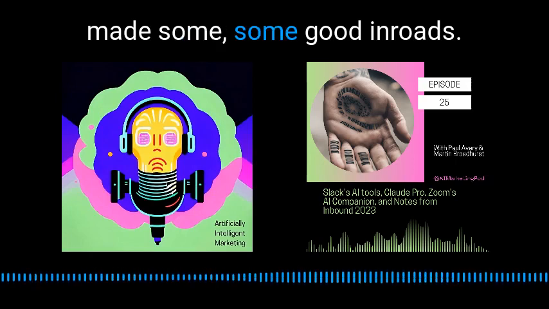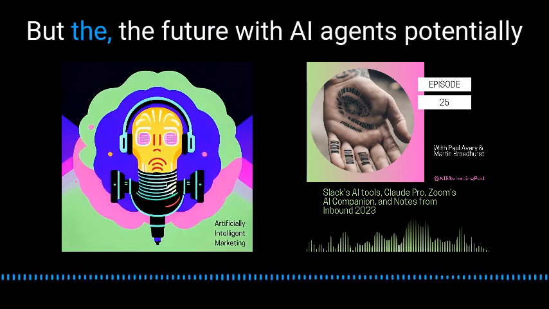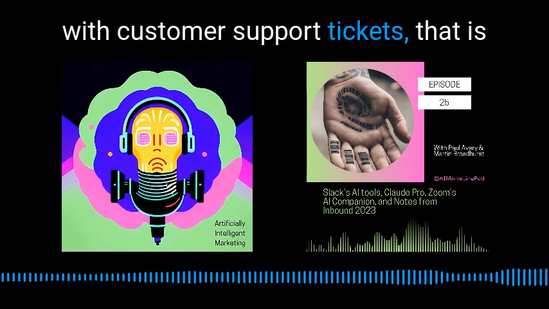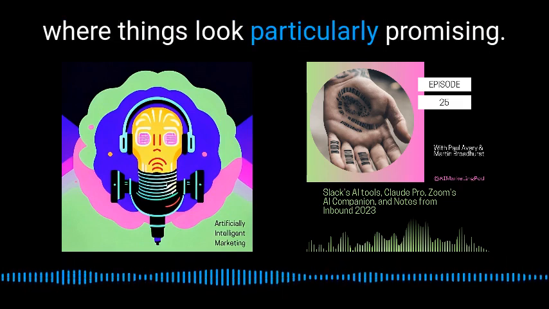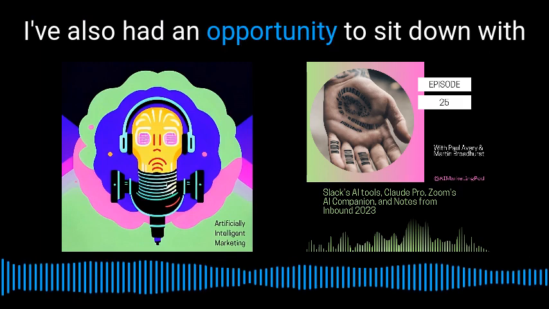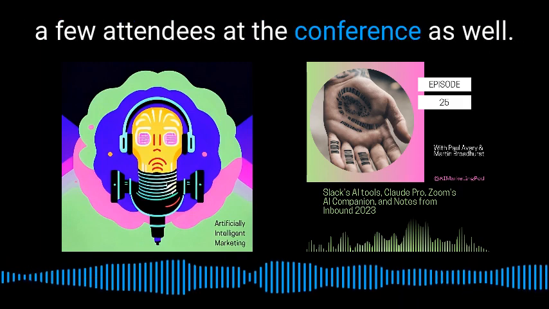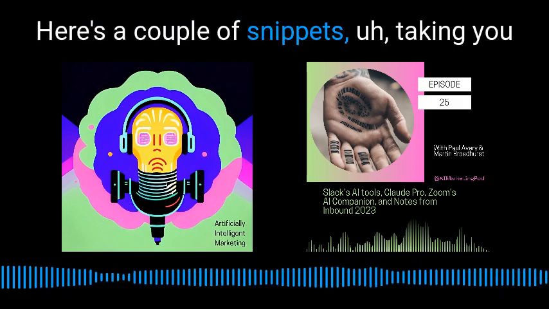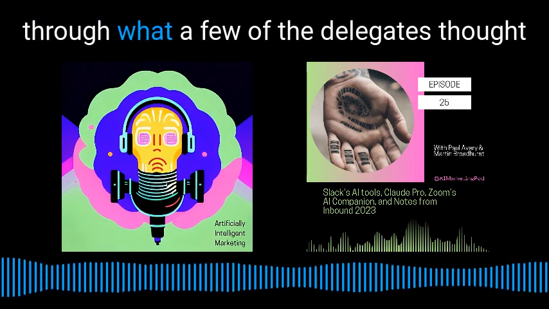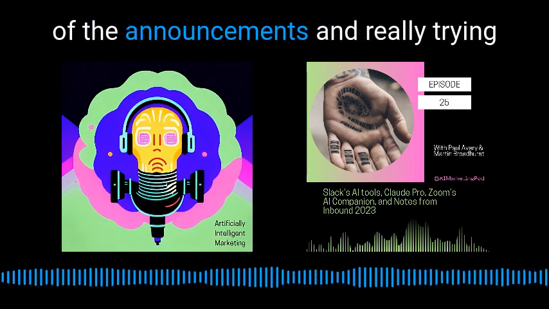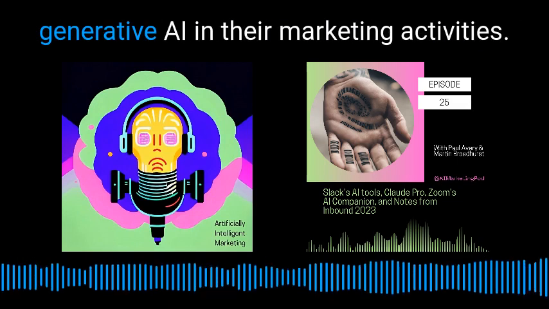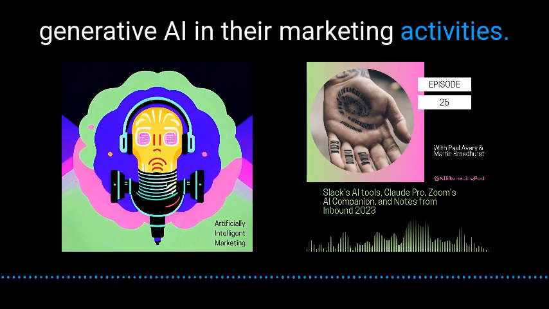And HubSpot's made some good inroads, but the future with AI agents potentially delivering entire campaigns and dealing with customer support tickets, that is where things look particularly promising. I've also had an opportunity to sit down with a few attendees at the conference as well. Here's a couple of snippets taking you through what a few of the delegates thought of the announcements and really trying to get an insight into how they're using generative AI in their marketing activities.